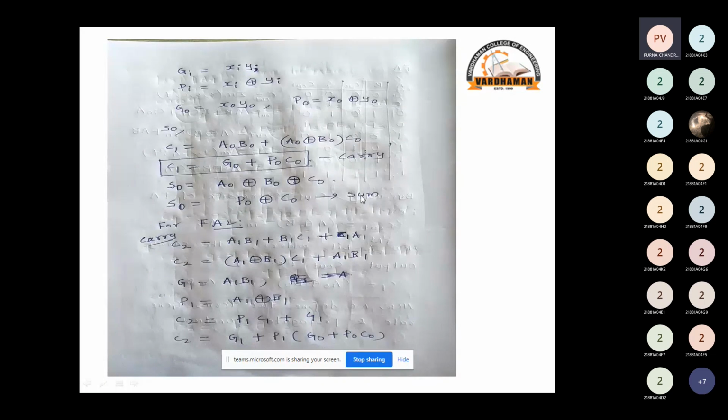C0 is already known. In general, Cin is equal to C0, which is equal to 0, grounded, initially. Next, for the second full adder, it is the same thing.